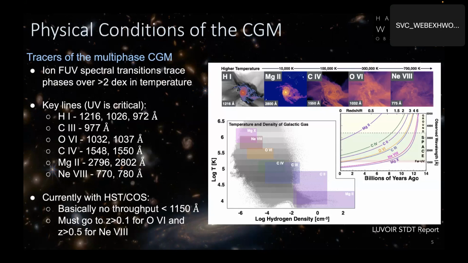Oxygen 6, for example, at 1032, 1037, and redshift 0 is basically inaccessible with HST. Wavelengths below 1150 angstroms are basically inaccessible at the current time. And this is going to radically change with HWO.